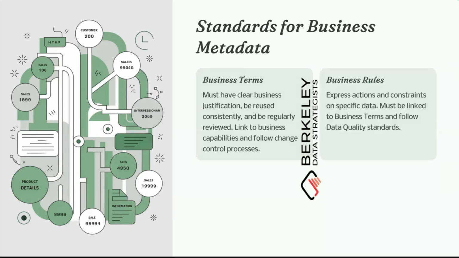You should have business rules, right? Have business rules in place, which you should be able to link to your business terms. And these business rules should follow your data quality standards. Now, what I mean by following your data quality standards there is they should follow your 6 dimensions that you have agreed. Customer ID, for example, needs to be complete. It cannot be missing.